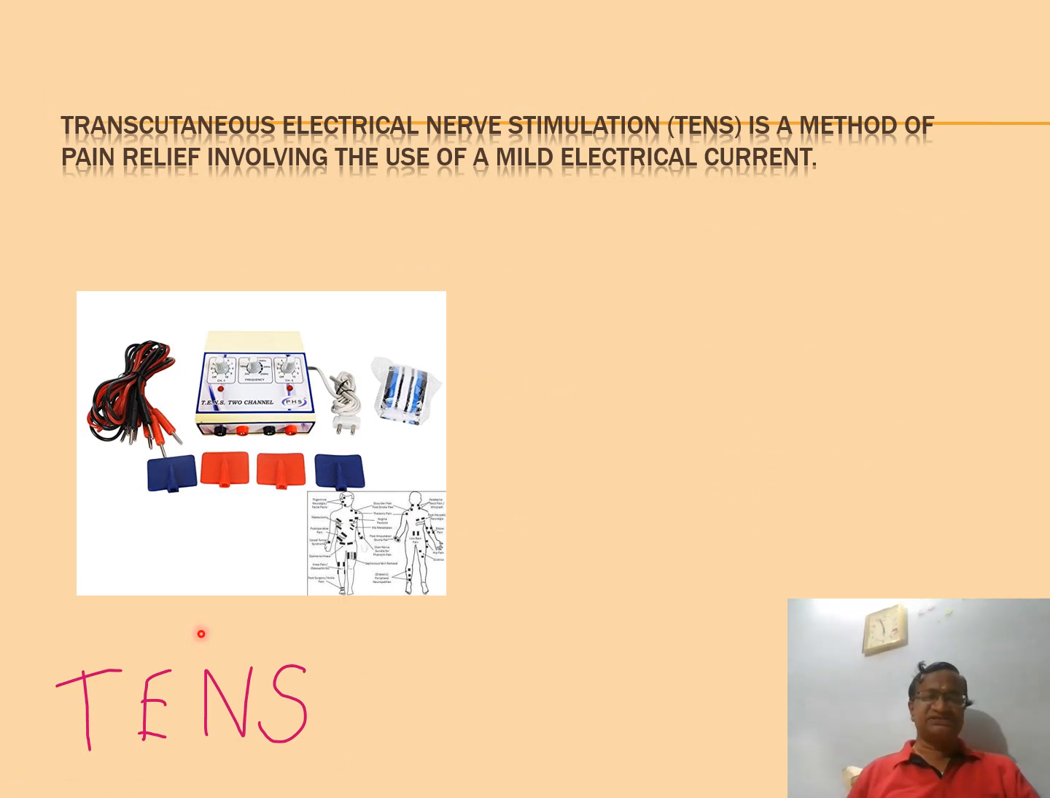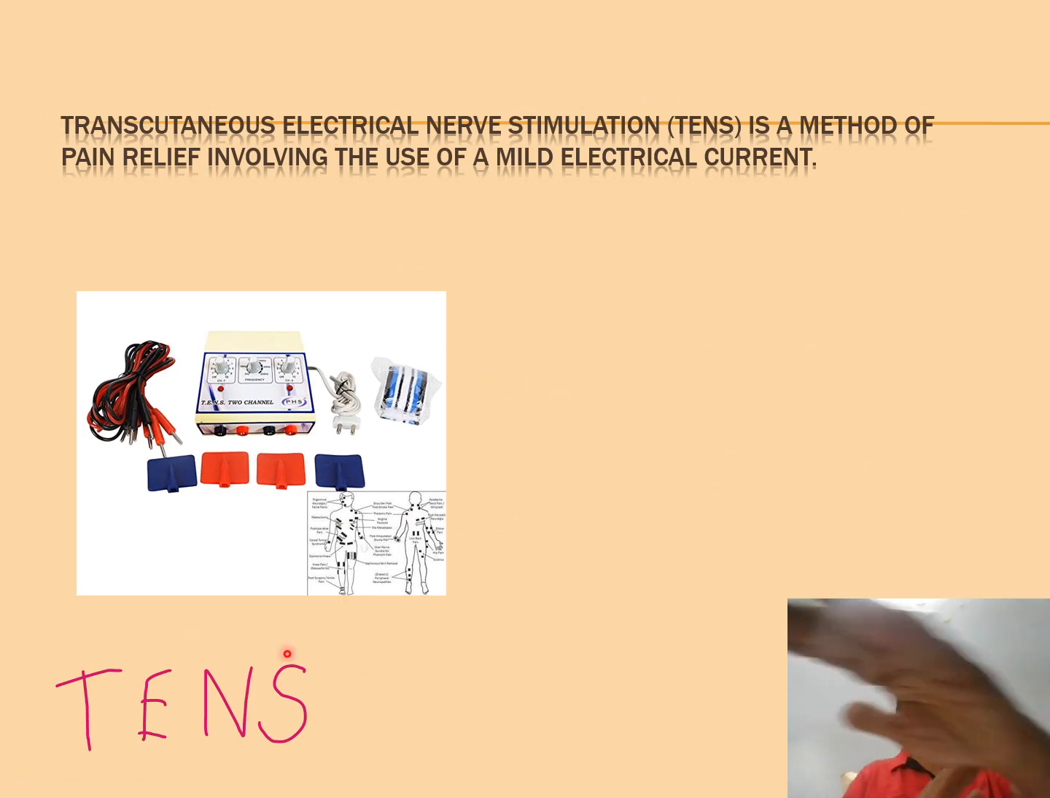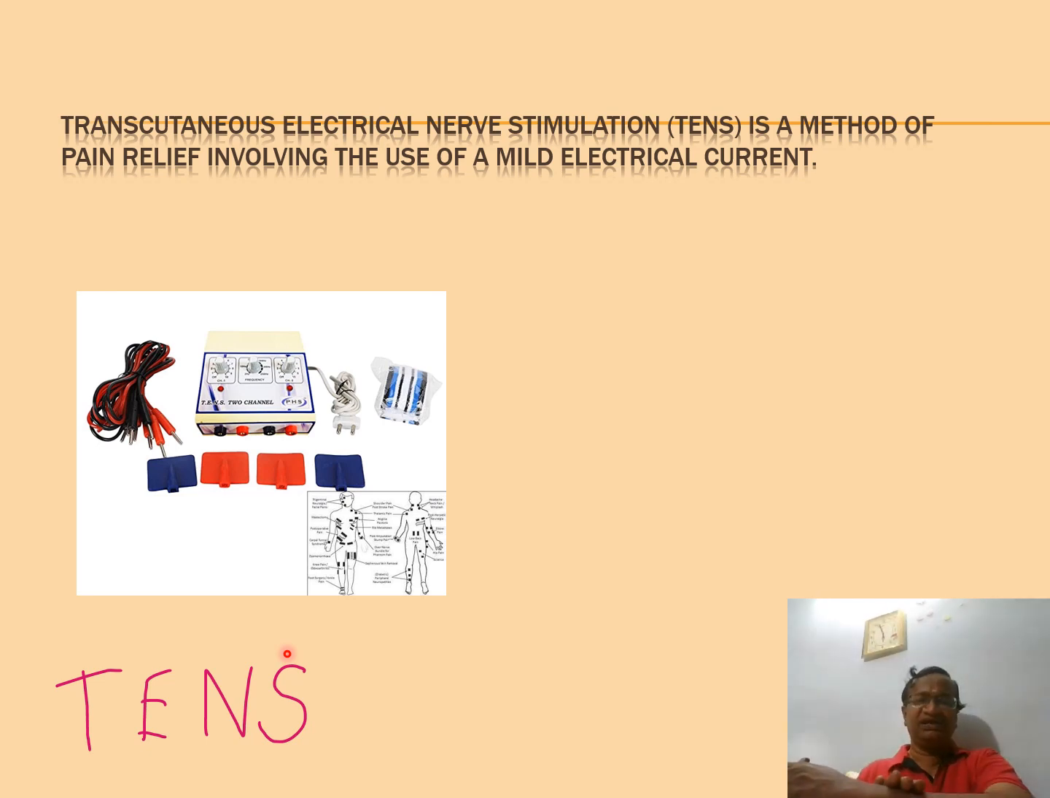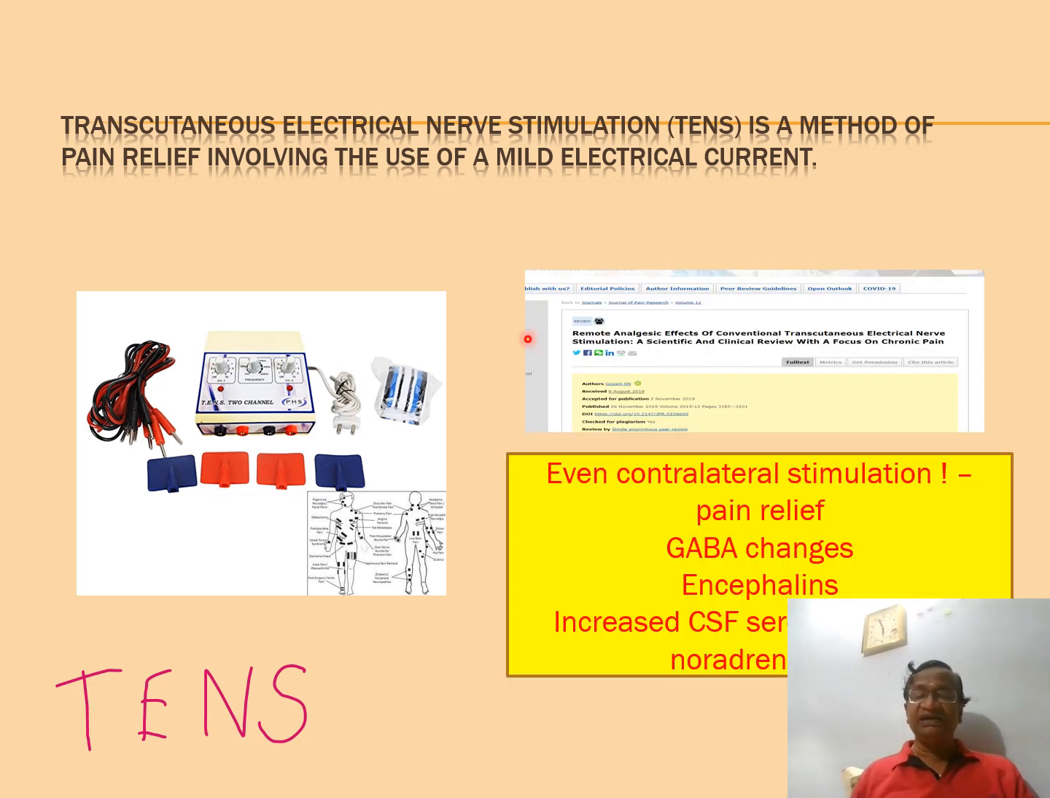What we thought was TENS, transcutaneous electrical nerve stimulation. If you keep the TENS paddles here and give a stimulation, it is likely to work like the gate control theory and cause pain relief. Now they say this pain relief is also due to descending control because of contralateral stimulation. If you stimulate the left hand, there is a decrease in pain in the right hand as well. How is it possible? If you are going only by the gate control theory, there are some GABA changes, there are some enkephalin changes.